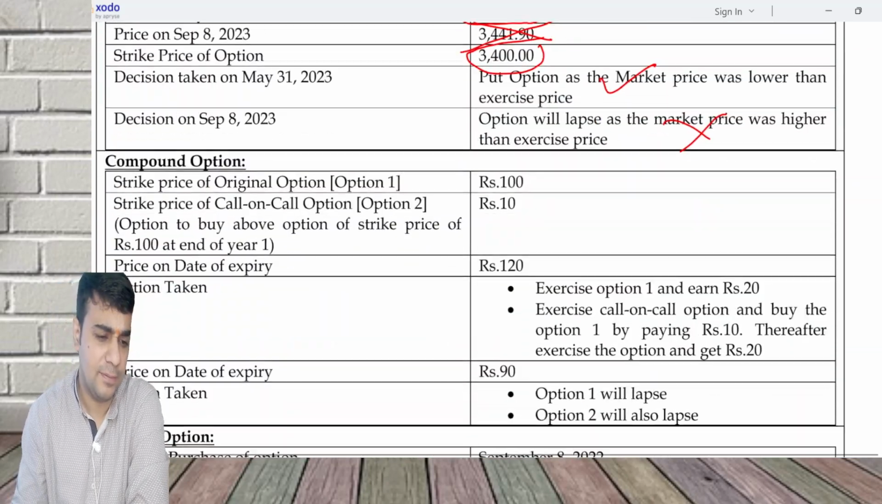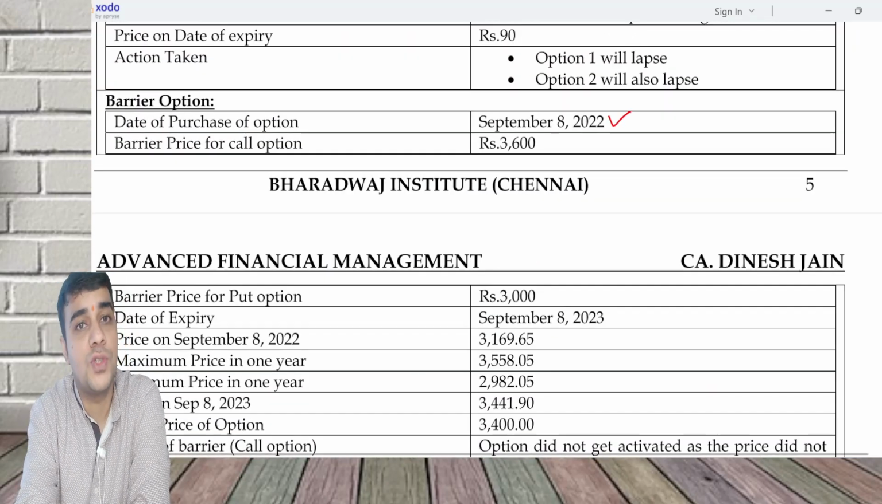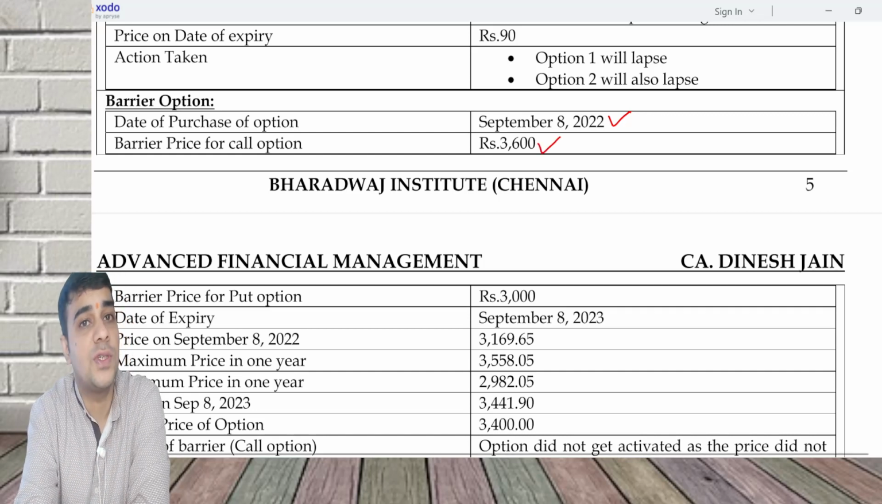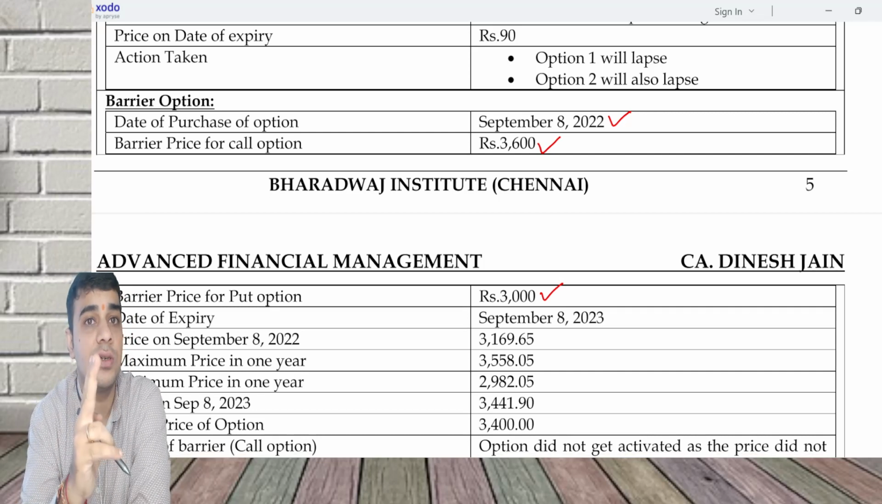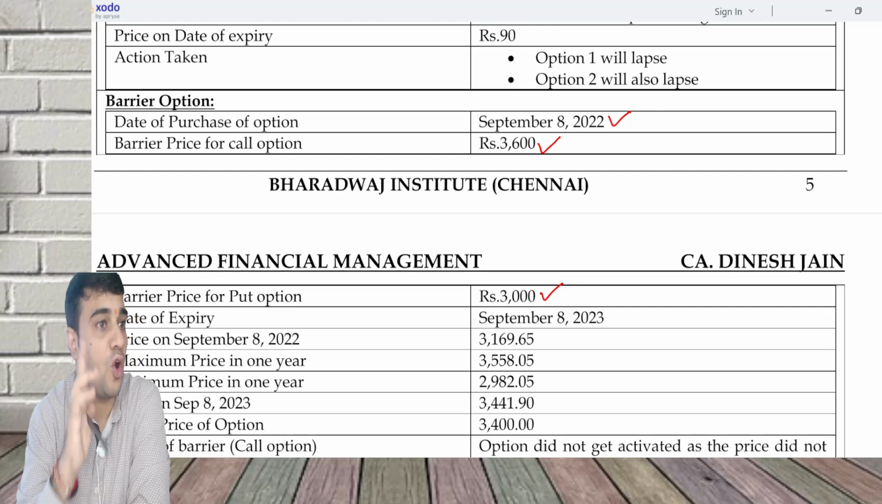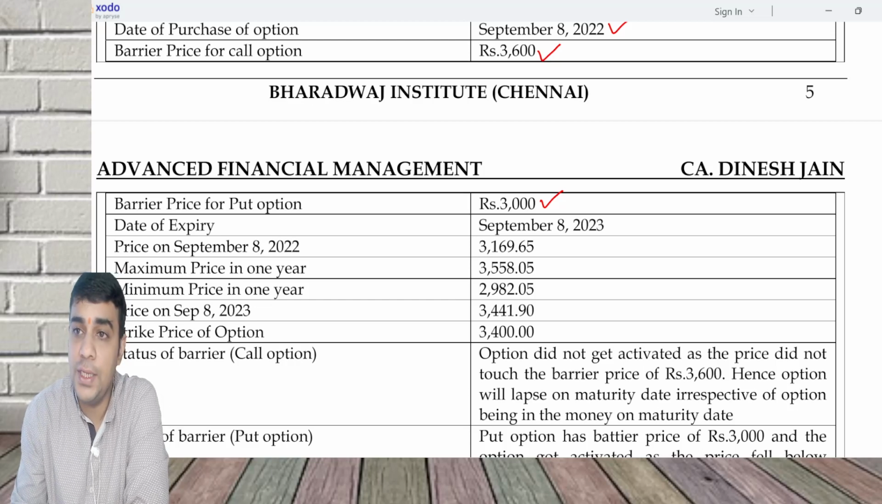Let's see an example. Date of purchase September 8, 2022. Let's not focus too much on the numbers, because if you keep focusing on the numbers, you're not getting the crux of it. Barrier price for the call option is 3,600. Barrier price for the put option is 3,000. If these two limits are reached, the option will become live. If these two limits are not reached, for the call option you have to reach 3,600. For the put option you have to reach 3,000.